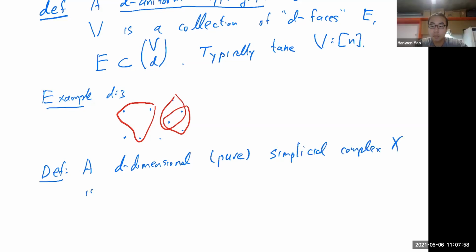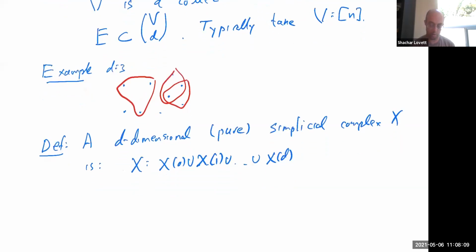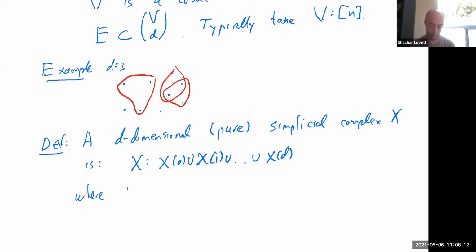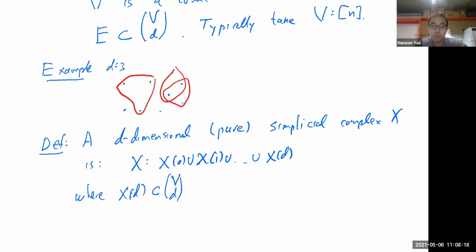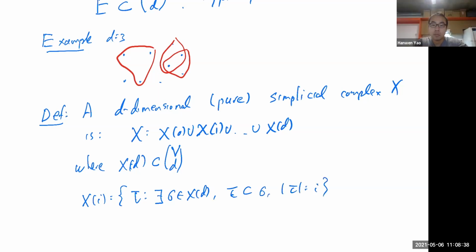X is as follows. X is going to be X1, ..., XD, where XD is just some subsets of vertices of size D, and Xi consists of all sets tau such that there exists, let's say, sigma in XD with tau a subset of sigma, and the size of tau is i. Okay, so what do we have here?